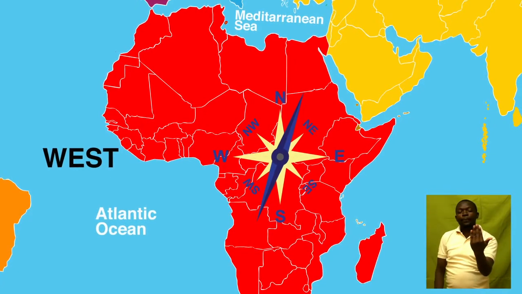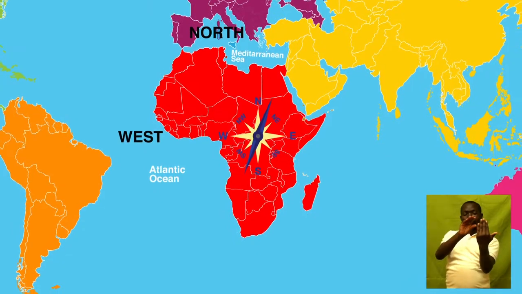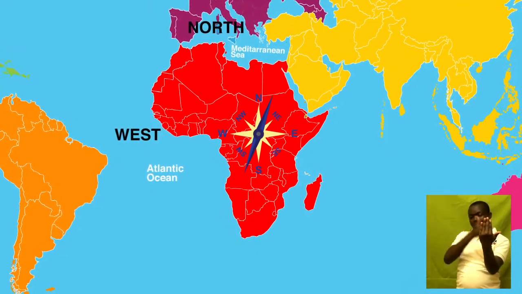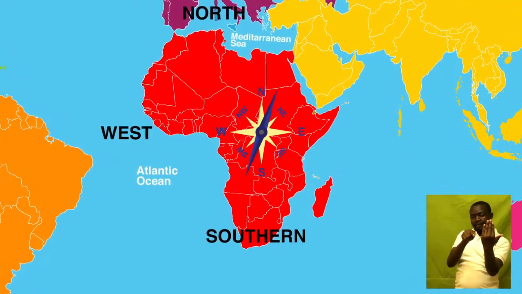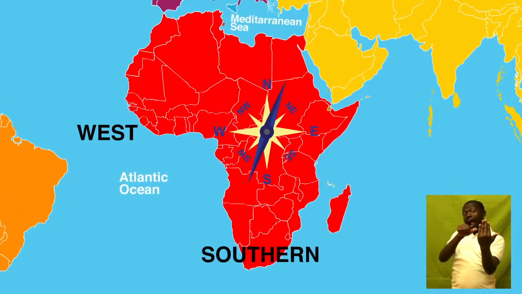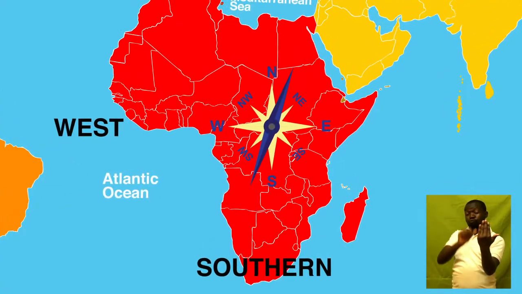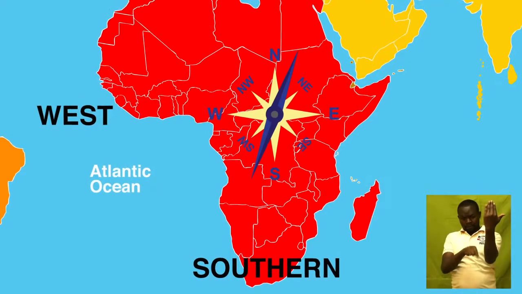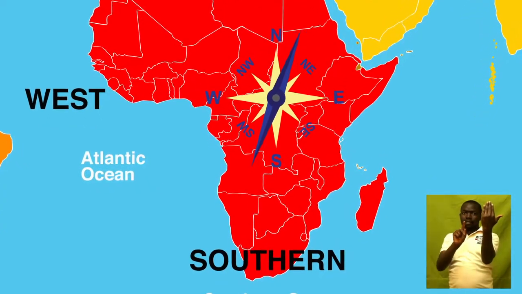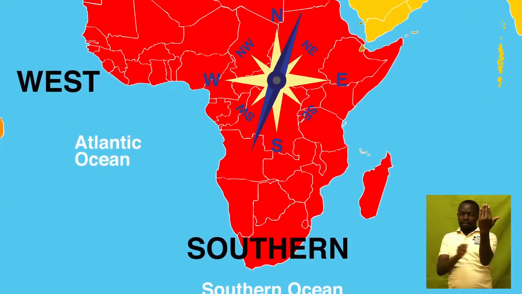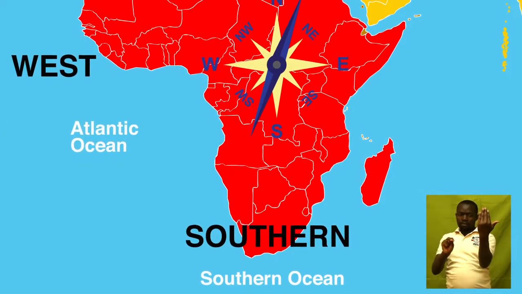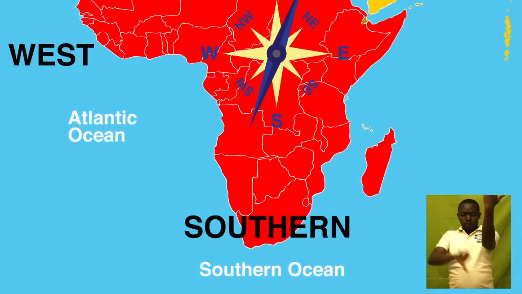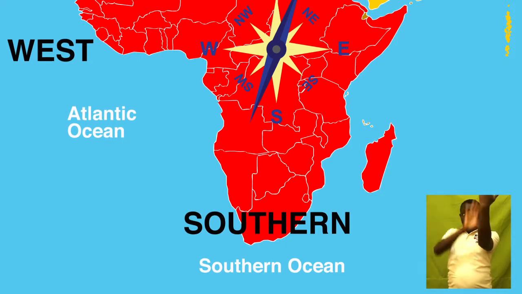All right, when you move down Africa's coastline, the southernmost part of Africa, we see another ocean called the Southern Ocean. So the Southern Ocean washes Africa's southmost shore. Now let's go to the east.